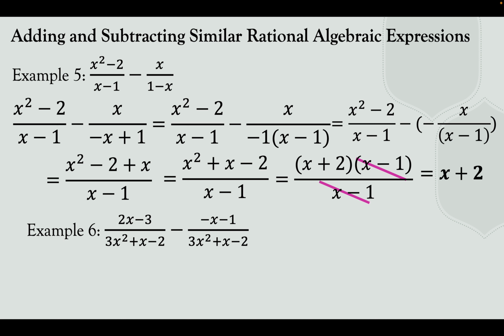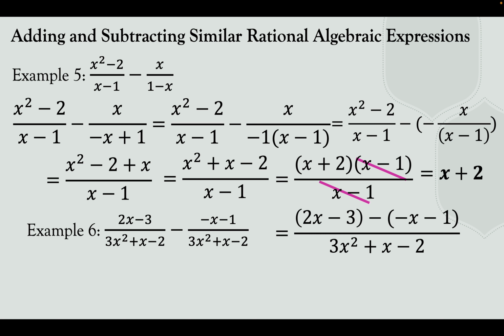For example number 6, we have (2x - 3)/(3x² + x - 2) - (-x - 1)/(3x² + x - 2). Since we do have the same denominator, we just need to simplify the terms in the numerator. So copy the denominator and then simplify here. Class, if you have a subtraction sign, you just need to distribute it to each term in the second numerator. So negative times negative x is positive x, and negative times negative 1 is positive 1.